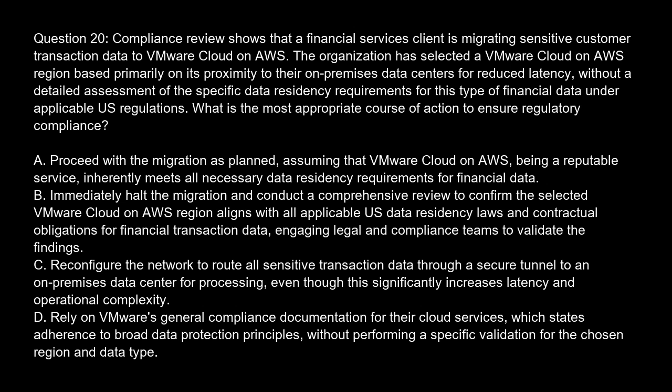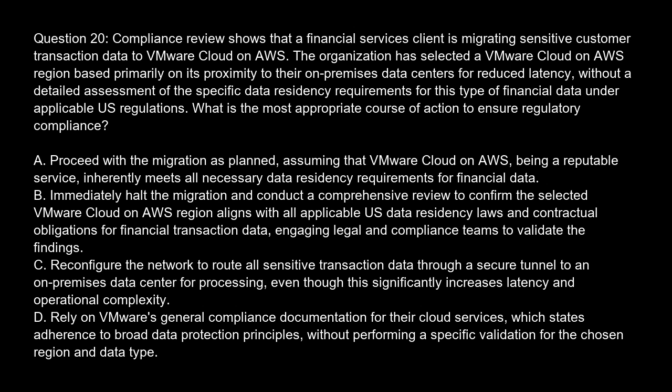Option A. Proceed with the migration as planned, assuming that VMware Cloud on AWS, being a reputable service, inherently meets all necessary data residency requirements for financial data. Option B. Immediately halt the migration and conduct a comprehensive review to confirm the selected VMware Cloud on AWS region aligns with all applicable U.S. data residency laws and contractual obligations for financial transaction data, engaging legal and compliance teams to validate the findings.